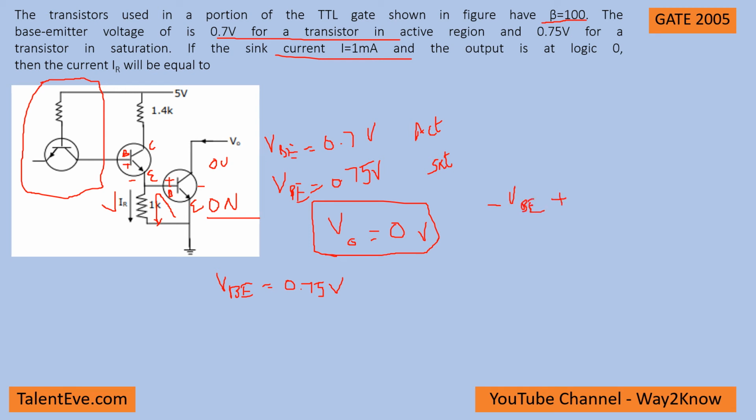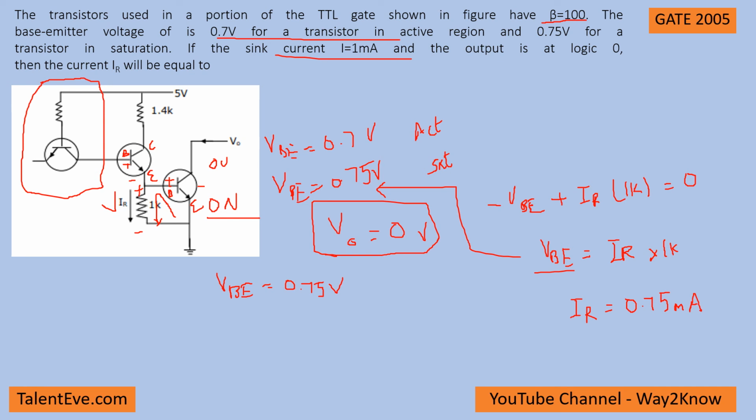Okay, so in this scenario, if you apply Kirchhoff's law here, minus VBE plus IR into 1K is equal to 0, right? Because the current is in this direction, this is plus, this is minus. So VBE is nothing but IR into 1K. We know the value of VBE, right? In saturation state, it is given as 0.75. So IR is nothing but 0.75 milliamps.